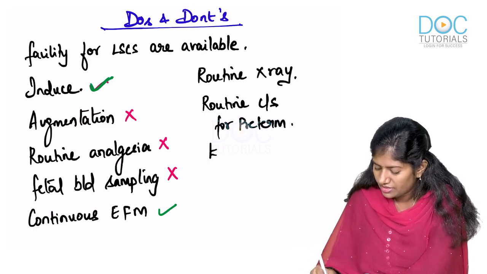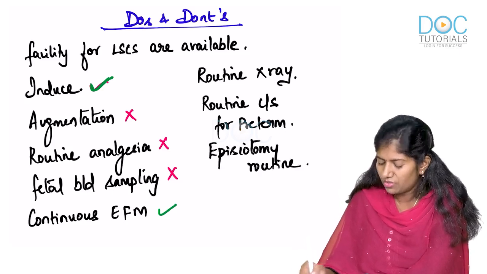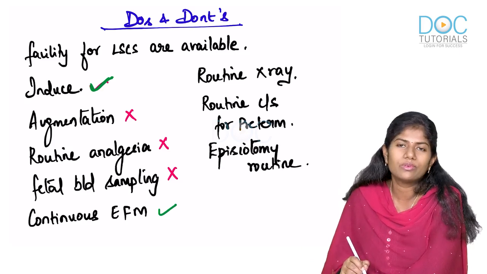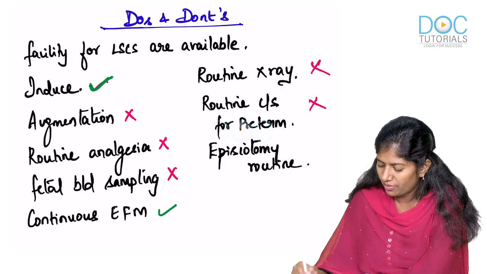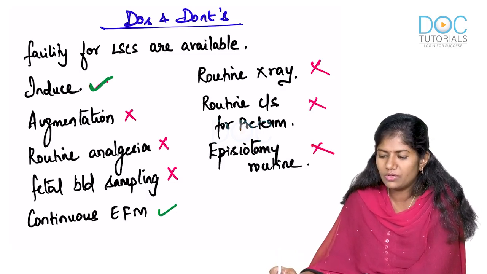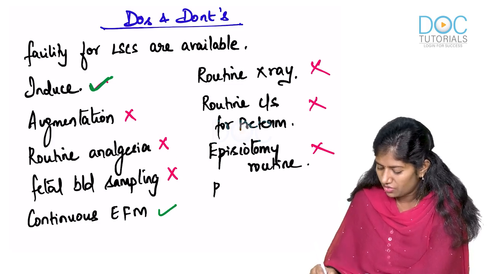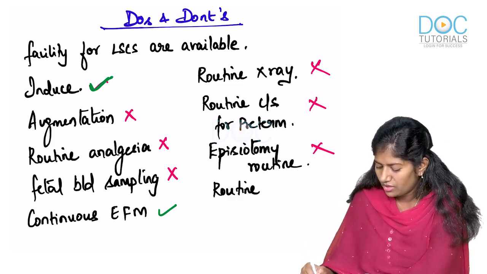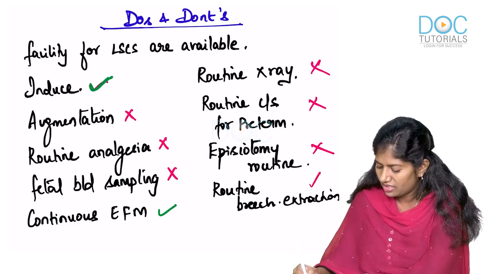Next is episiotomy. Should we perform a routine episiotomy? Whenever you see this word routine, you can boldly say no. So, routine X-ray, no. Routine cesarean for preterm, no. Routine episiotomy, no. Breech extraction, again routine breech extraction, no. You need not perform a routine breech extraction. That again is not required.